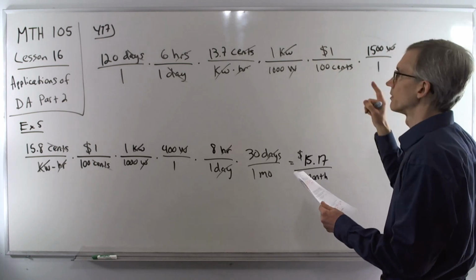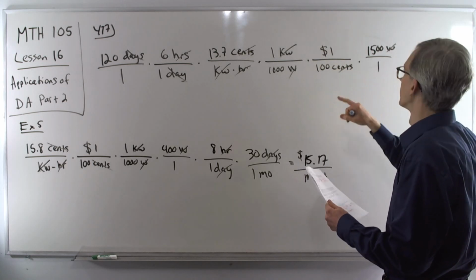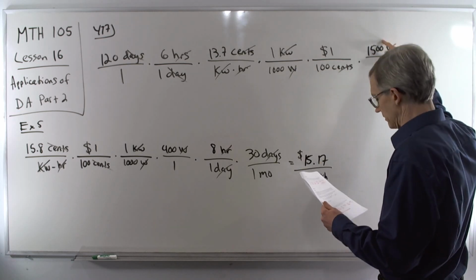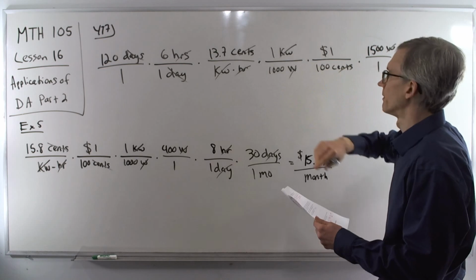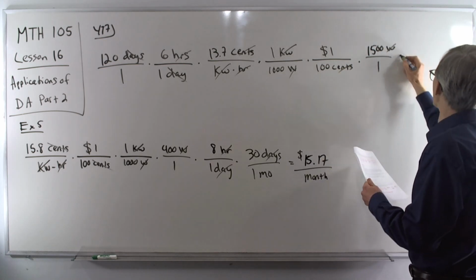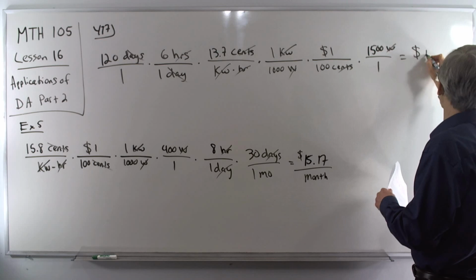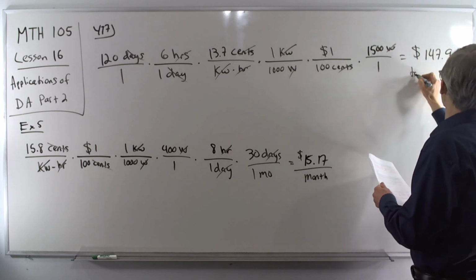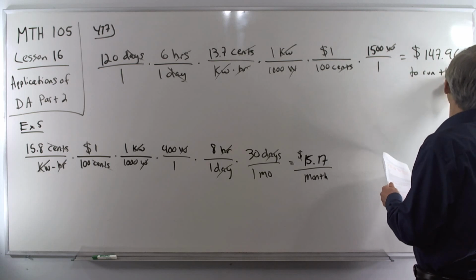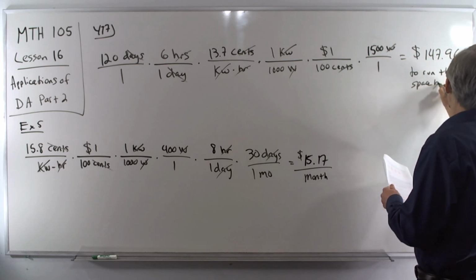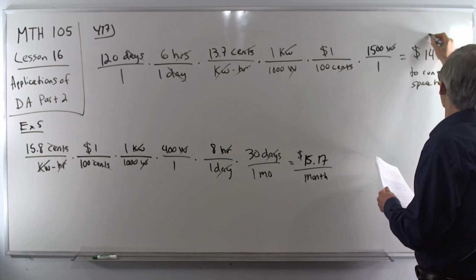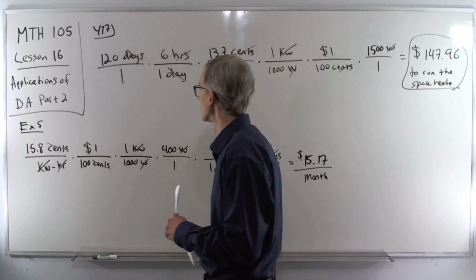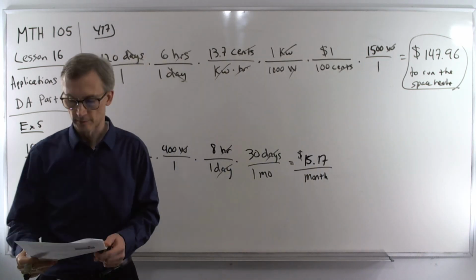So we're going to take 13.7 multiplied by 120, multiplied by 6, multiplied by 1,500, and then divide by 100, divide by 1,000. We do all that, we get $147.96 to run the space heater for 120 days.